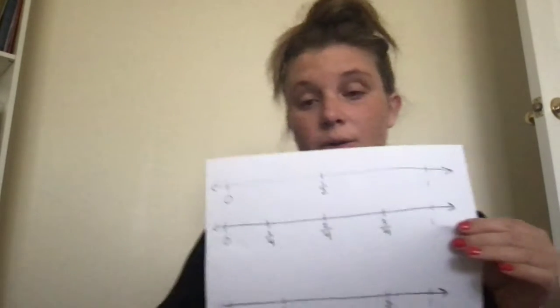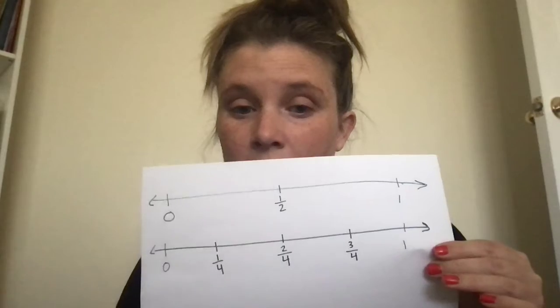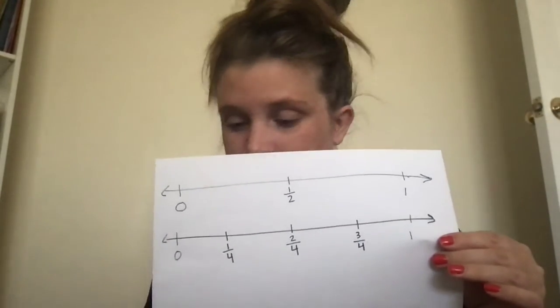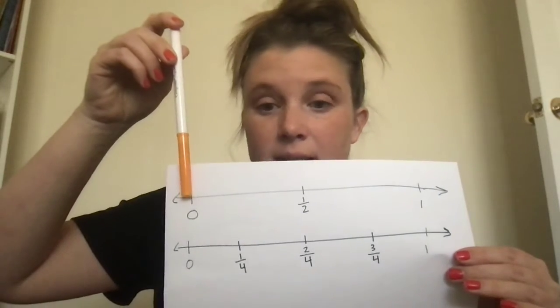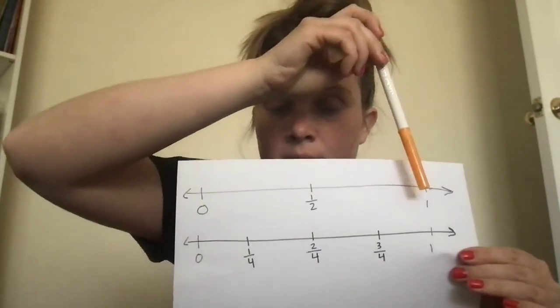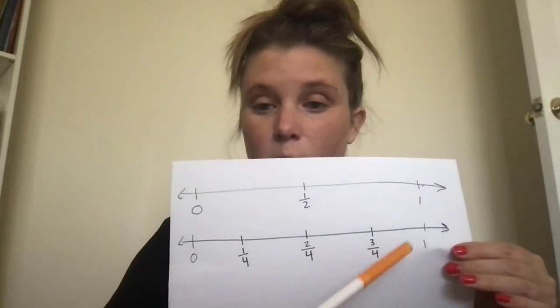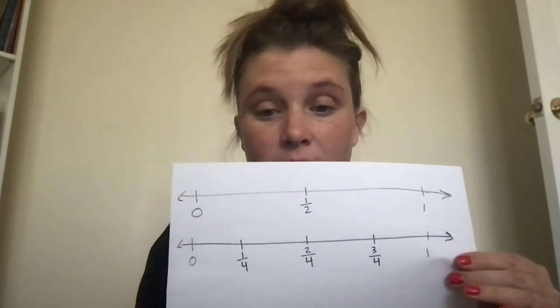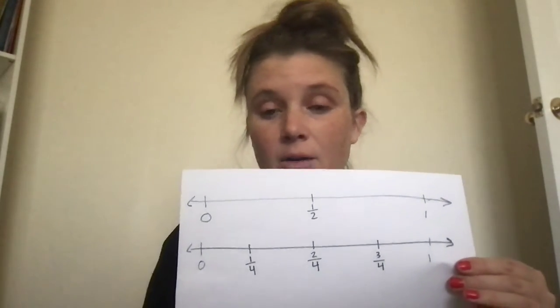You guys, grab your journal, and can you look at these two number lines I have drawn? This one is from 0 to 1. This one is from 0 to 1. That's where the fractions are going to be for today, okay? Between 0 and 1.